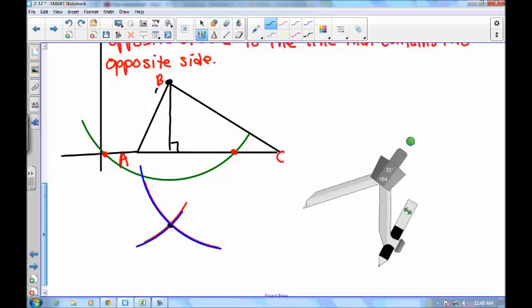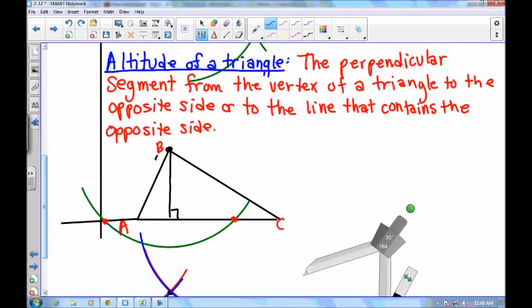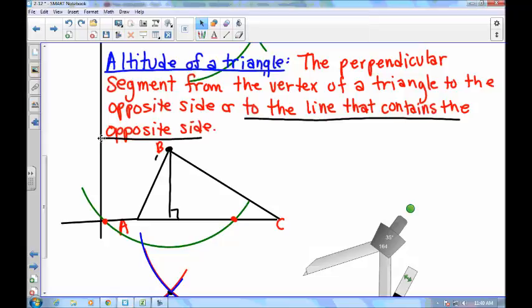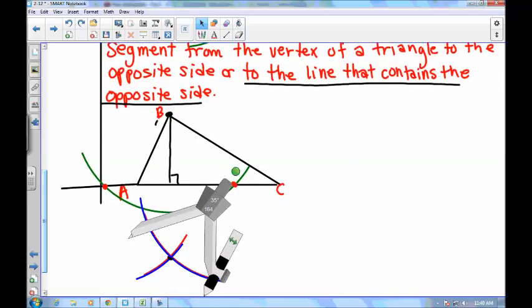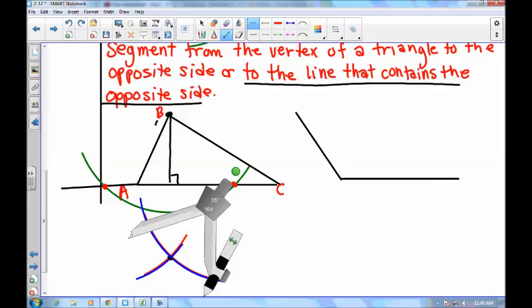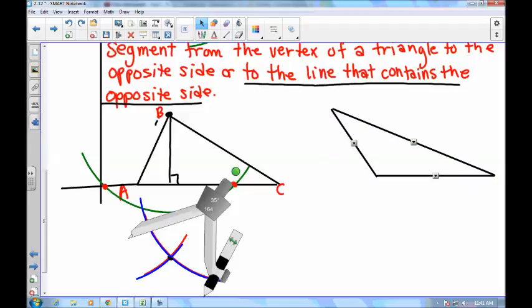Okay, we're going to do another one because I said an altitude of a triangle goes from a vertex to the opposite side, like we've shown in this triangle, or to a line that contains the opposite side. That happens when we have an obtuse triangle. So we're going to do this construction again, but we're going to show how to do it on an obtuse triangle. Okay, so I'm going to draw an obtuse triangle, like so. You need some room on the left, so don't put it too close. I need some room on the left.